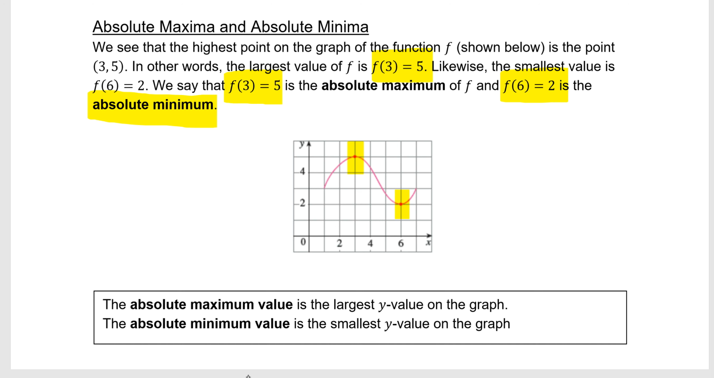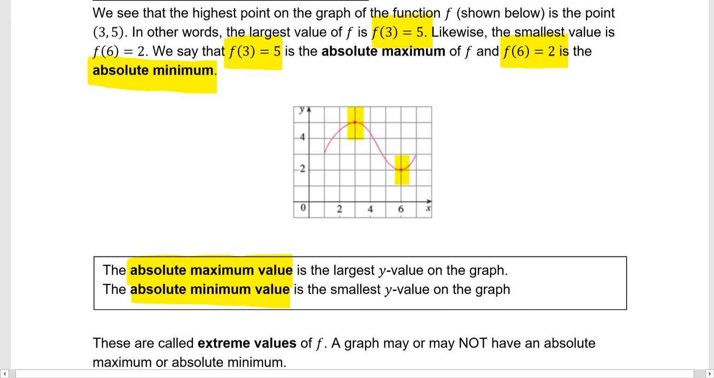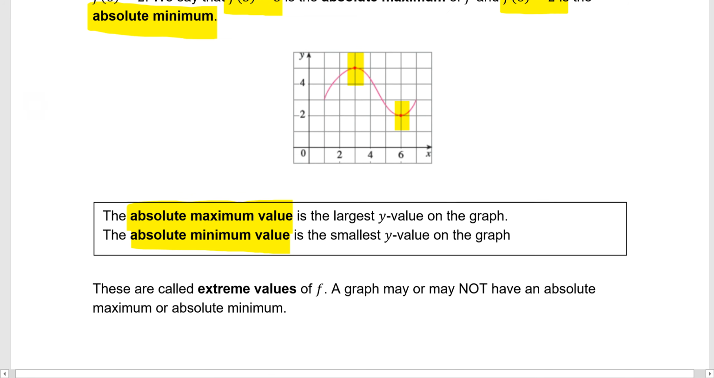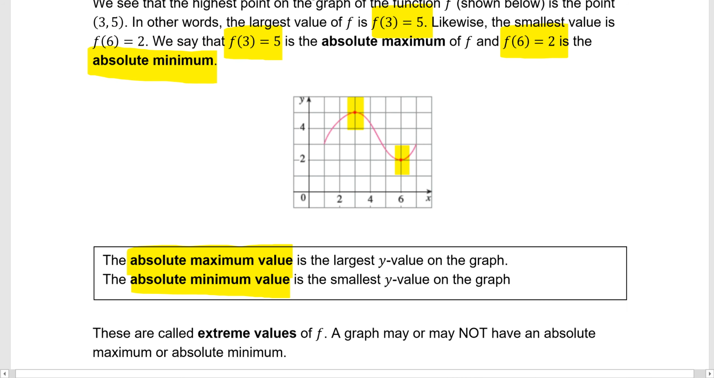So overall, this concept hopefully is pretty simple. The absolute maximum value is just the largest y value on the graph, and the absolute minimum value is just the smallest y value on the graph. Also, these are both called extreme values of a function, and we're going to see in a couple examples here that a graph may or may not have an absolute maximum or an absolute minimum.